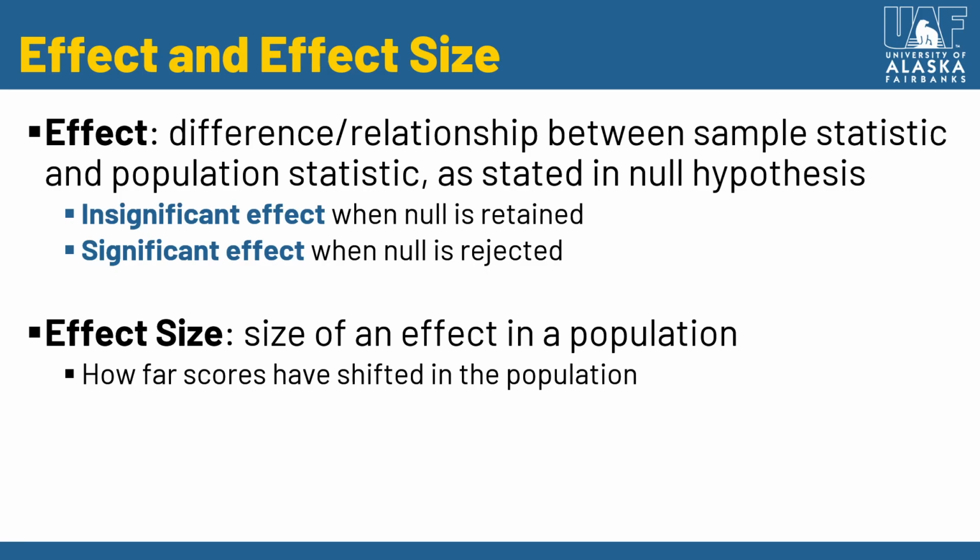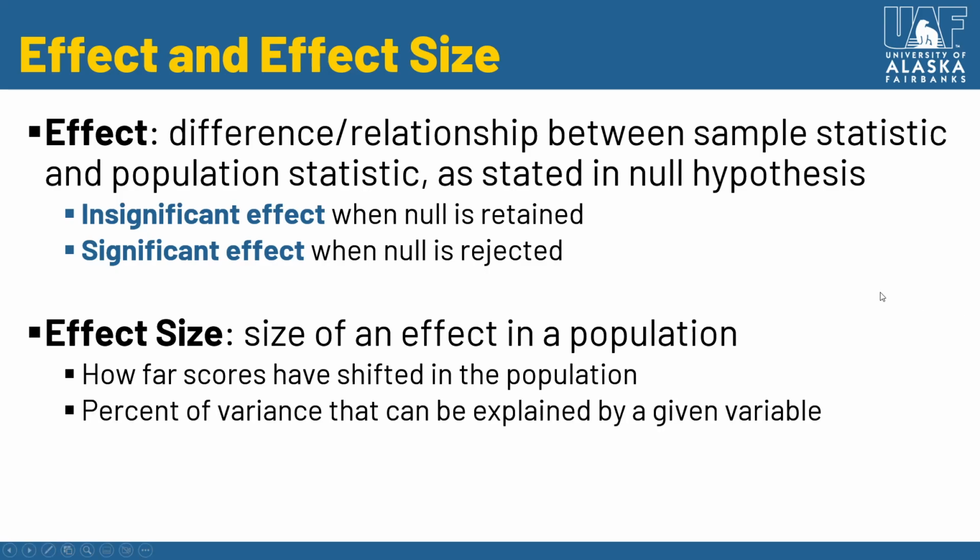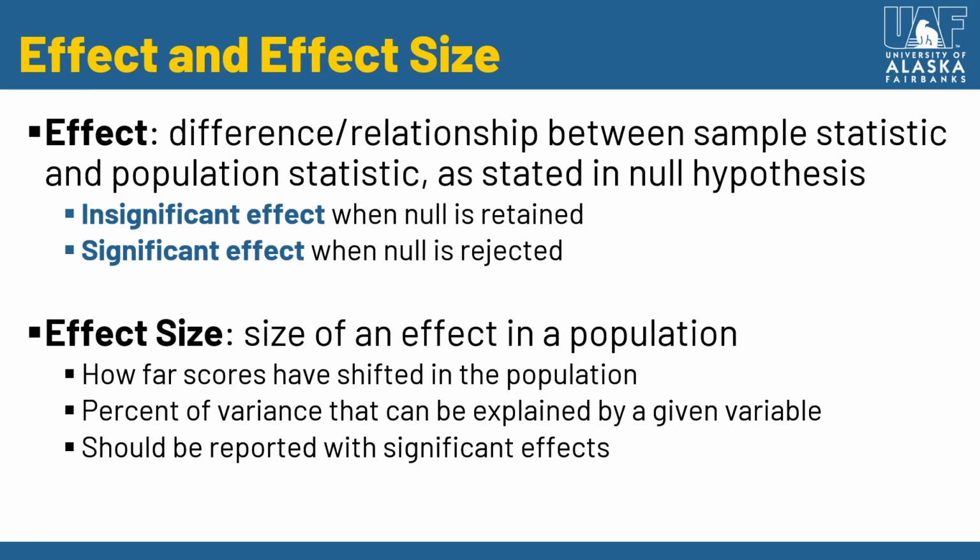The effect size is something supplemental or additional to the effect, and that is quite literally what it sounds like. That's the size of an effect in a population. In other words, how far scores have actually shifted in the population. Or even more precisely, it's a percent of variance that can be explained by a given variable. In other words, the percent of variance in one variable that can be explained by another, right? So looking at these variables in tandem, alongside one another. And generally, we should report these when we have significant effects, right?